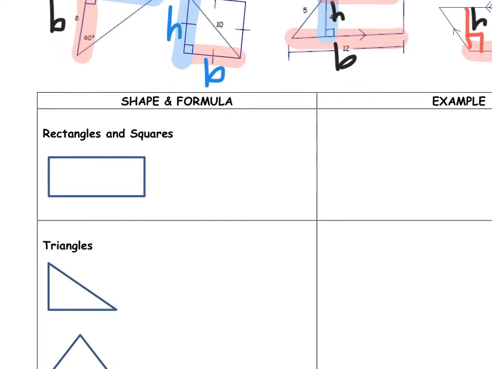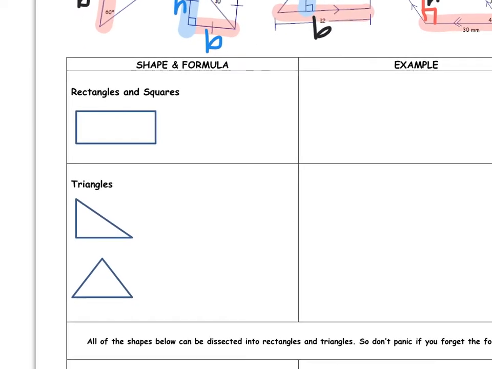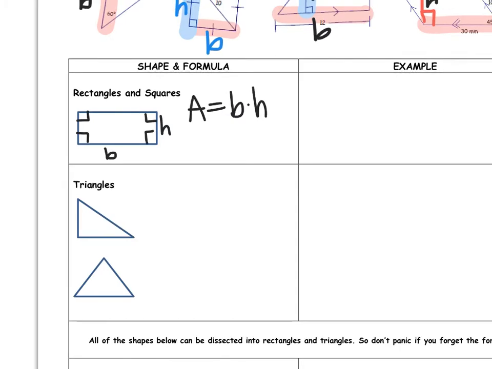All right, moving on to the formulas, we're going to talk about rectangles and squares. So rectangles and squares are special because they have 90-degree angles. So it's very easy to identify a base and a height in any of them. The area formula for a rectangle or a square is just base times height, as simple as that. We're going to do an example of this and see what it might look like.